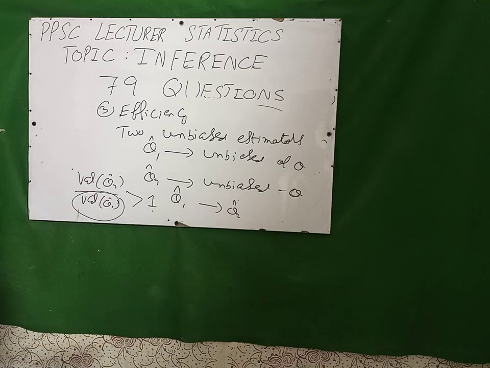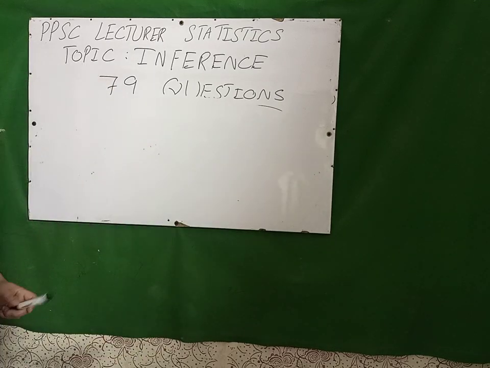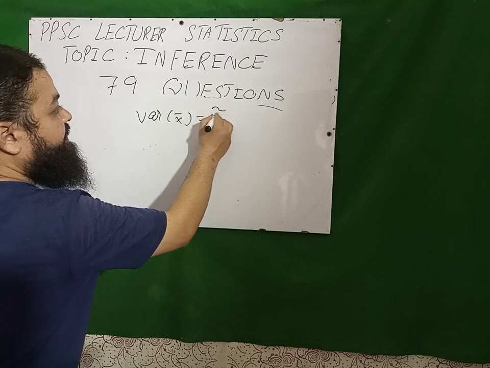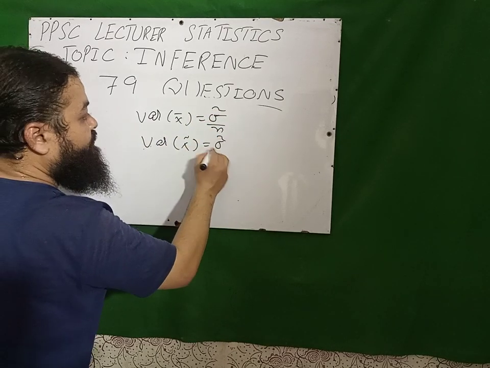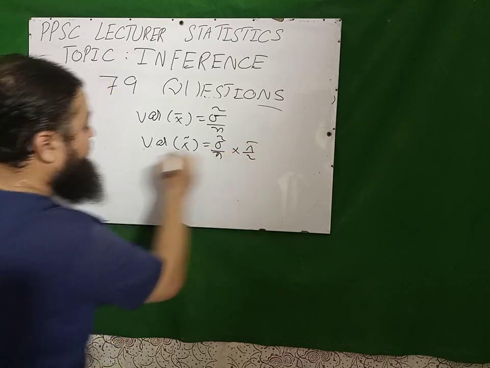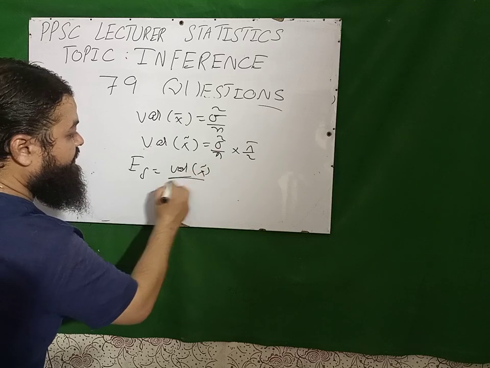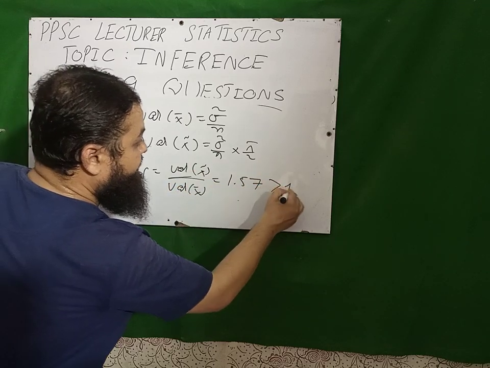A very important question. And one more thing: the variance of x bar is equal to sigma square over n, and the variance of median will be equal to sigma square over n into pi by 2. If I take the efficiency, variance of median over variance of x bar, that will be 1.57, greater than 1.